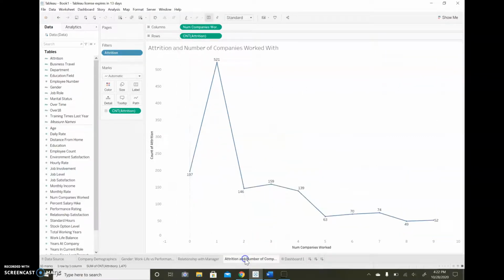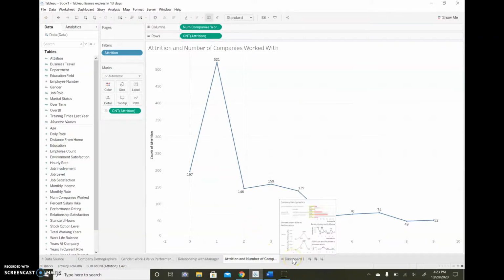And then the last worksheet is the relationship between attrition and the number of companies worked with. And like the beginning of the last worksheet, the number of companies worked with spikes at the beginning with the attrition, and then after 3 companies worked with, there's a steady decrease in attrition counts.